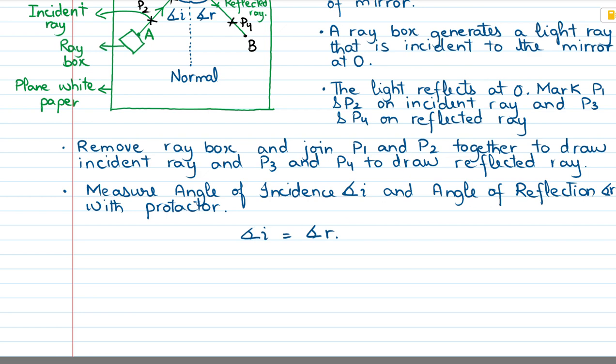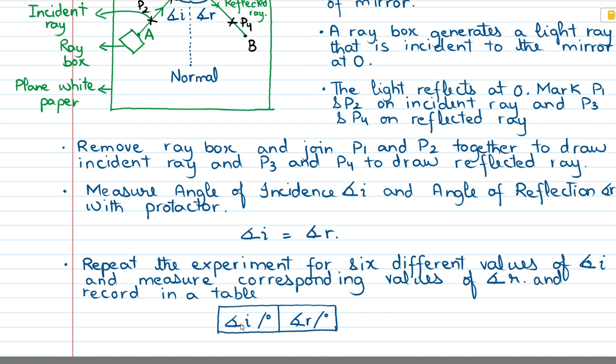So we can draw a table as well. So we have angle of incidence, which is measured in degrees, and we have angle of reflection that is measured in degrees too. So these are going to be the column headings for the table. And please remember when you give the column headings, we always have to give the units with them as well. So both angle of incidence and angle of reflection are measured in degrees. So we can just put the symbol of degrees along with the column headings.